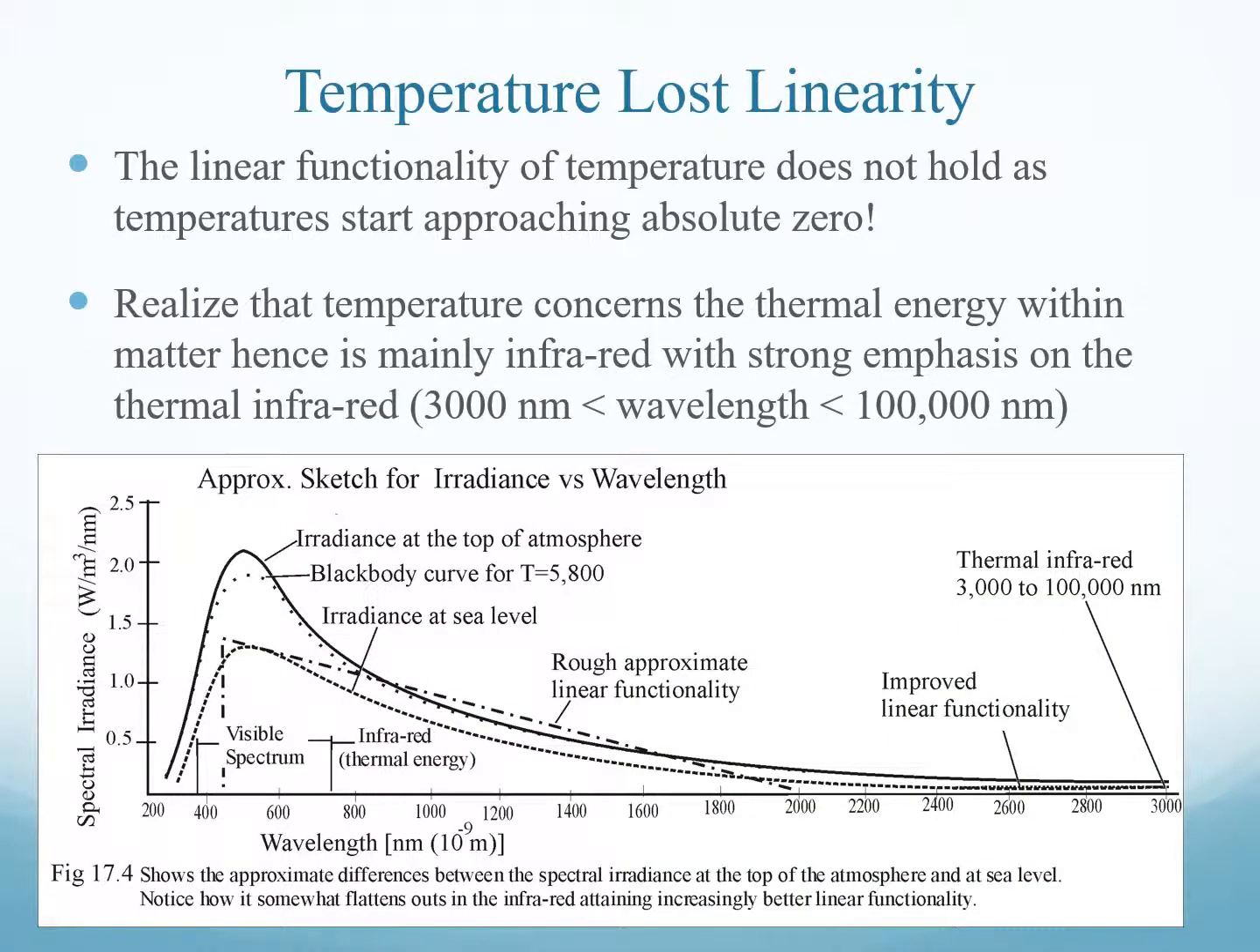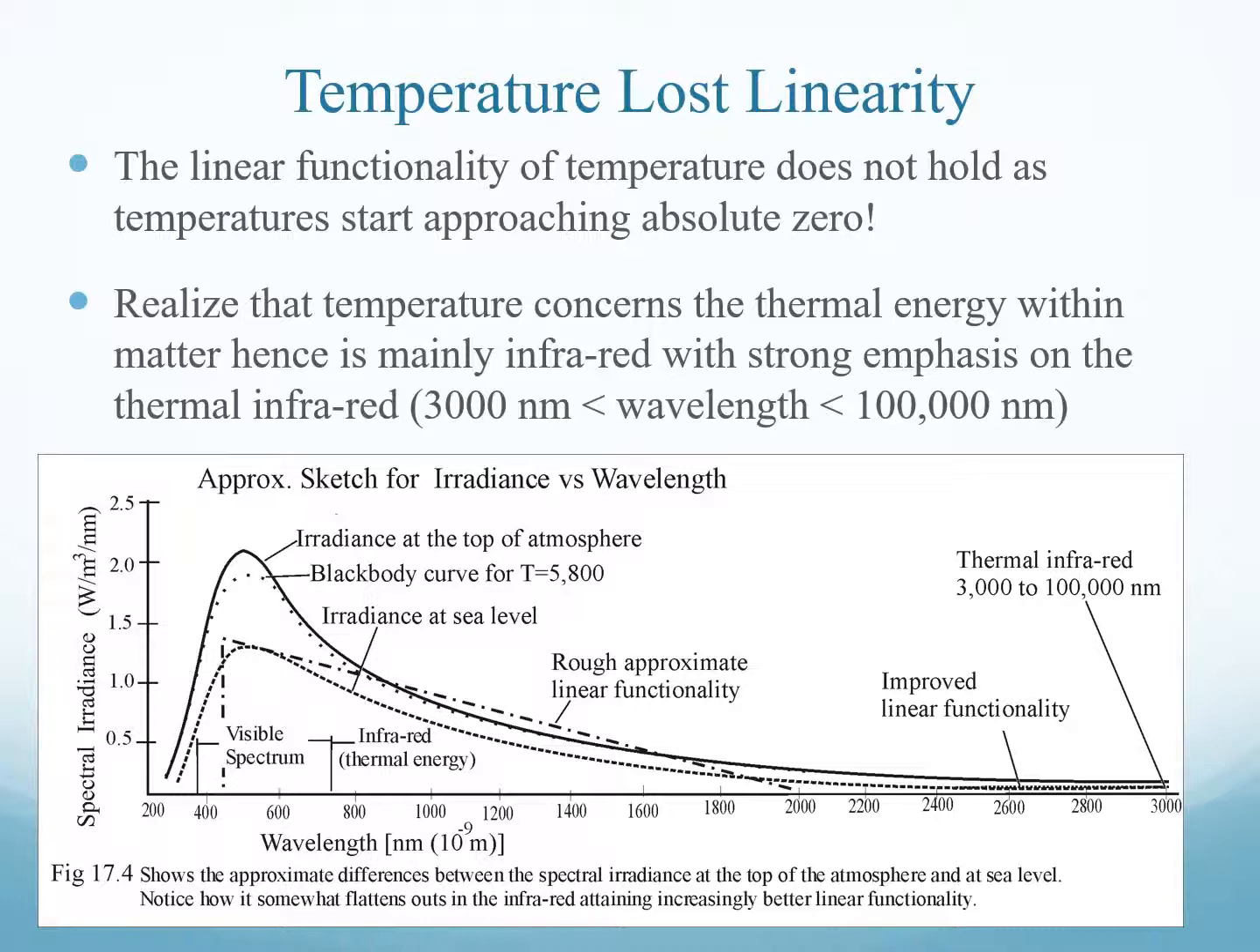Okay, now you must realize that when I say temperature is no longer proportional to the energy density within substances as we approach absolute zero, the reason is based upon the black body curve. Take a look at the black body curve below for temperature 5800. That's sort of the temperature of our sun, okay? You can see that it peaks around the visible, and then it drops off.